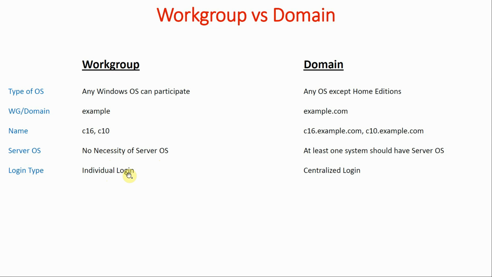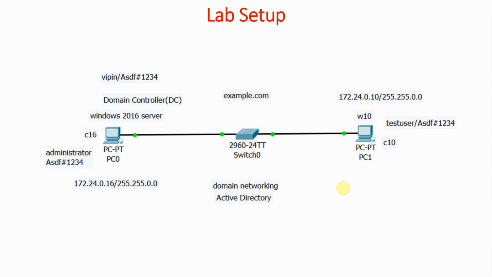Then in workgroup, individual login. In domain networking, centralized login. What do you mean by individual login and centralized login? We will go to the diagram to understand that. This is our 2016 server, this is our Windows 10. On Windows 2016 server we have an administrator user, the password is ASDFS1234, and on Windows 10 we have a test user, again the password is the same.